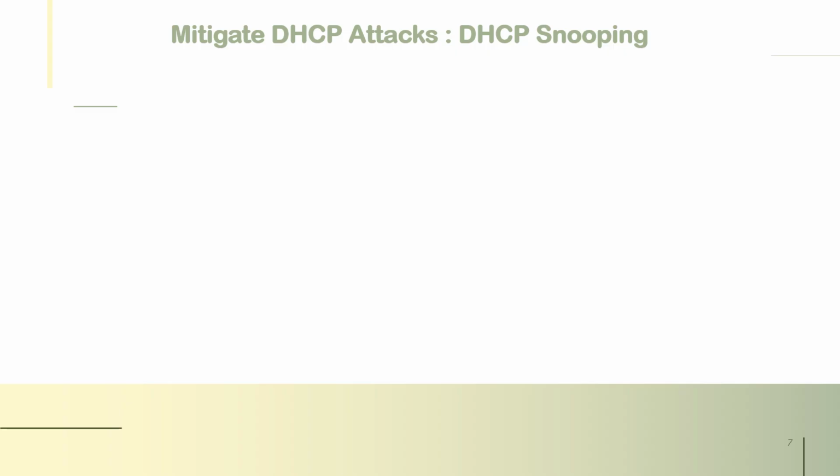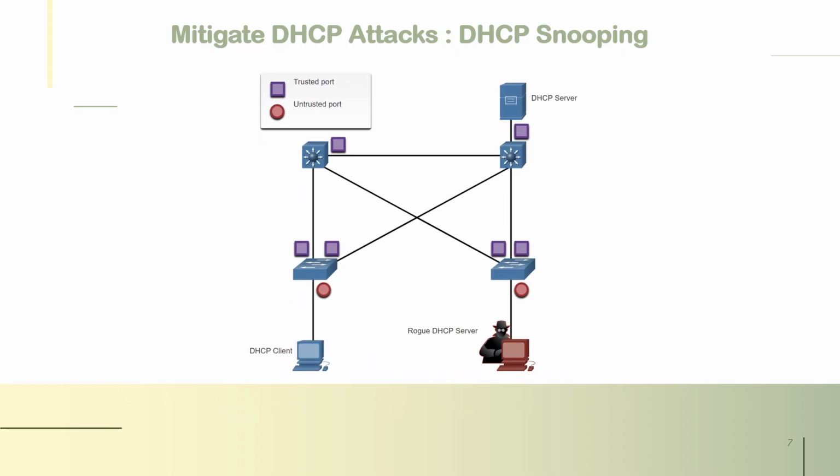Devices under your administrative control, such as switches, routers, and servers, are trusted resources. Any device beyond the firewall or outside your network is an untrusted source. In addition, all access ports are generally treated as untrusted sources. And this figure here shows an example of trusted and untrusted ports.